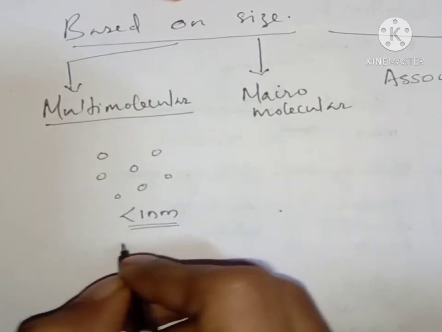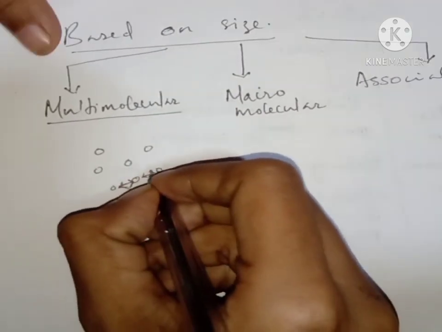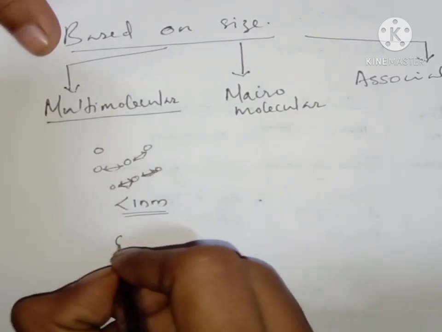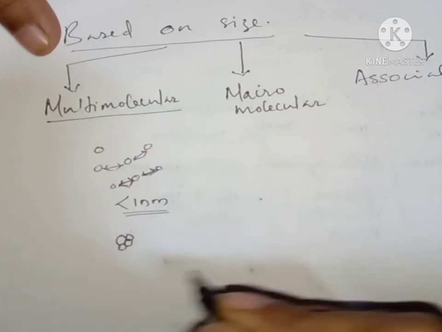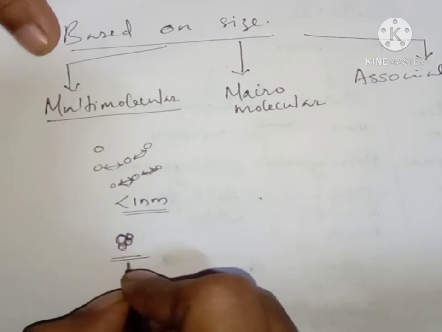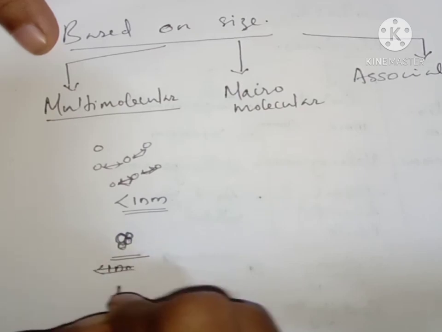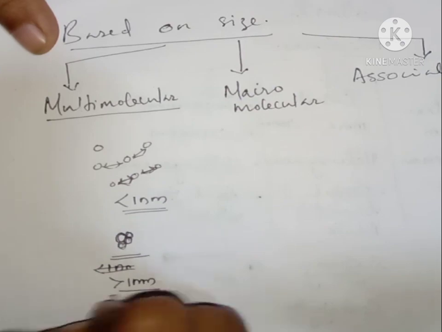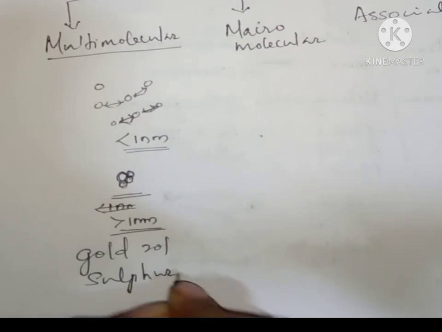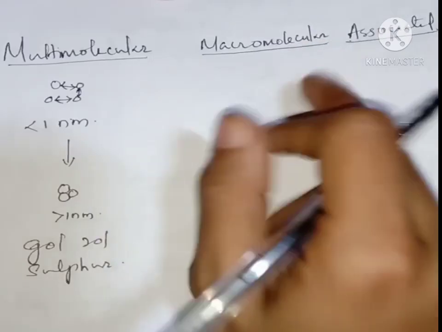That is, it is not coming to the dimension of colloids. But in certain cases, these particles are held together by some weak van der Waals forces of attraction and aggregate to form colloidal dimension. Now, the aggregate formed here is greater than 1 nanometer. Gold sol and sulfur sol are multimolecular colloids.